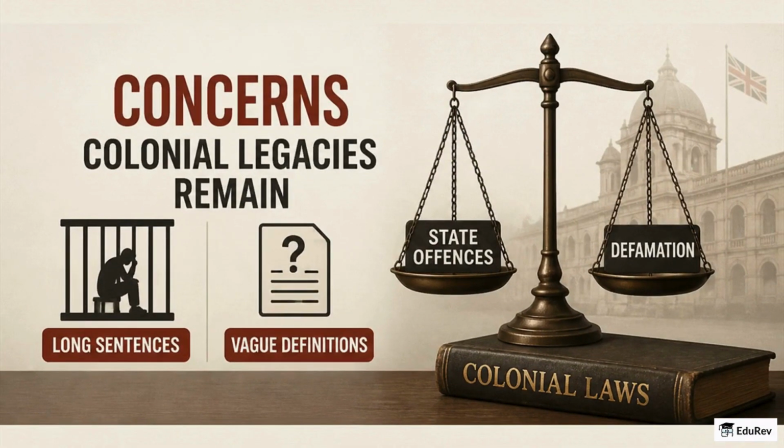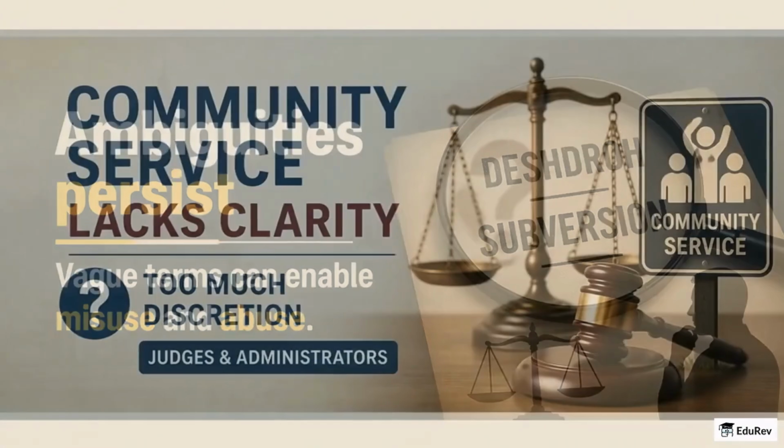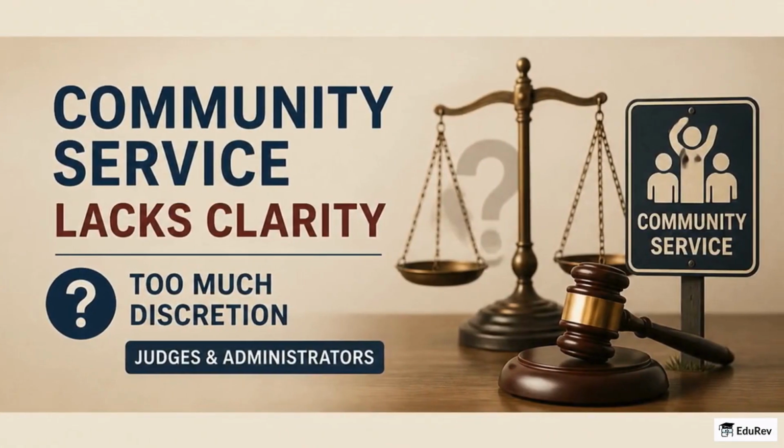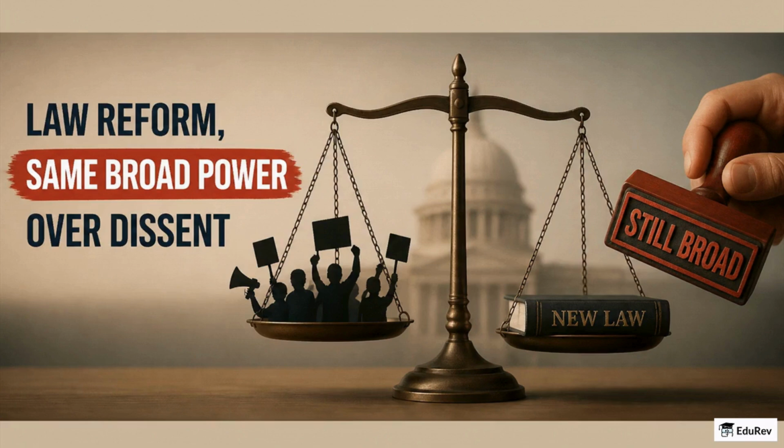Many colonial legacies remain, like long sentences and vague definitions for state offenses and defamation. Ambiguities persist. For example, Deshdroh and subversion are not crisply defined, opening doors to potential misuse. Community service lacks statutory clarity, leaving too much discretion to judges and administrators. Critics also call the sedition change cosmetic rather than transformational, because the core power to penalize dissent is still broad.